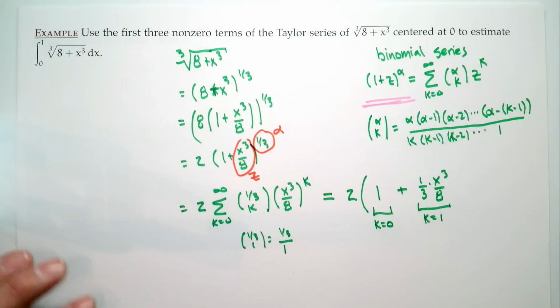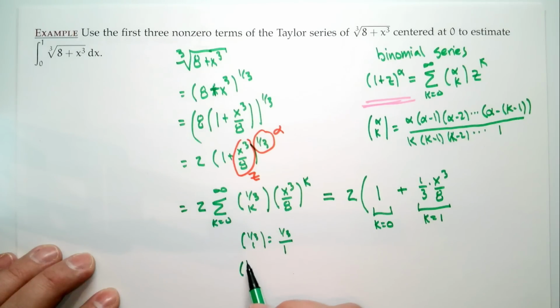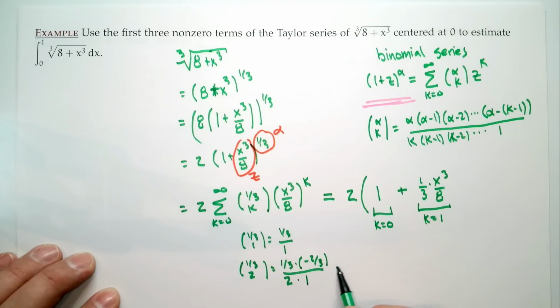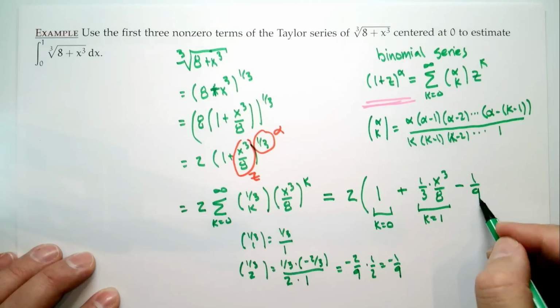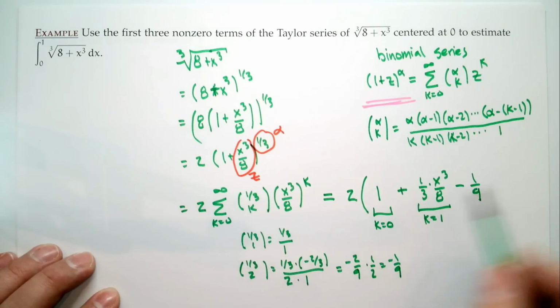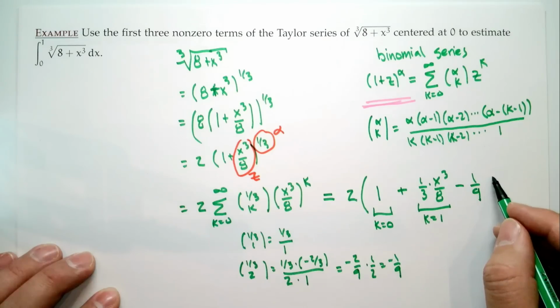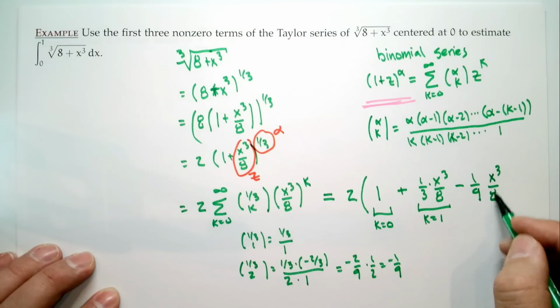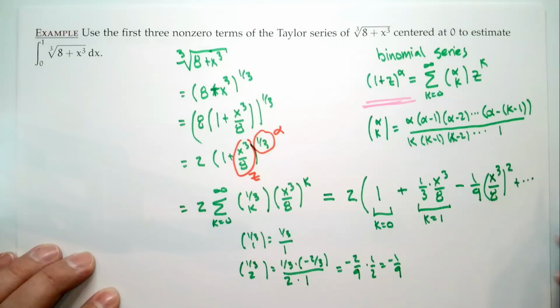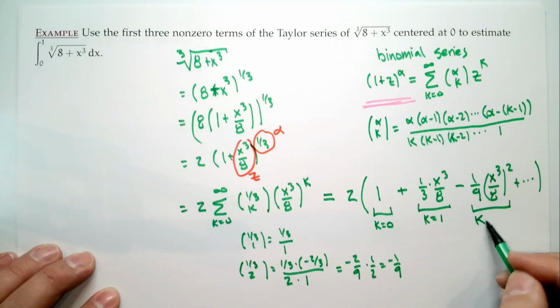Now I go to my next non-zero term, which is k equals 2. 1/3 choose 2. Well, upstairs I have 1/3, times 1/3 minus 1, which is negative 2/3. Then I divide by 2 times 1. So that's minus 2/9 from upstairs times a half, which is negative 1/9. So minus 1/9 is the coefficient of 1/3 choose k, times x cubed over 8 squared. And then there are other terms, but I just need to grab the first 3.